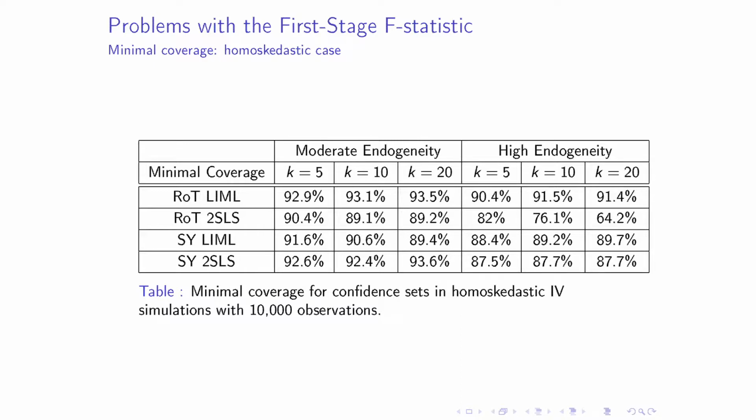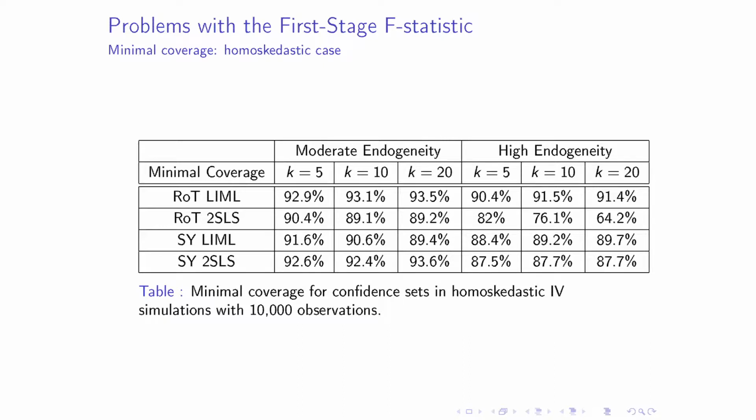So I'm looking at calibrations with moderate endogeneity and high endogeneity, a number of instruments equal to 5, 10, or 20. And then I'm reporting two-step confidence sets using either the rule of thumb or Stock-Yogo cutoffs, which, if I conclude identification is strong, report either LIML or two-stage least squares confidence sets. The Stock and Yogo confidence sets are guaranteed to have coverage at least 85% in this case. And we see that that is indeed the case.